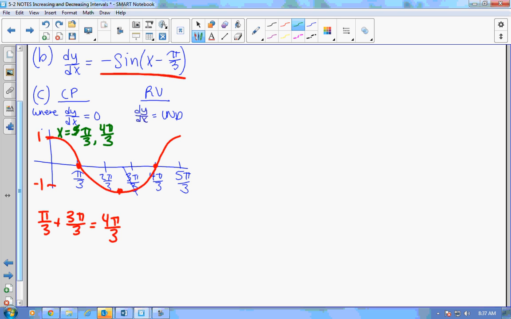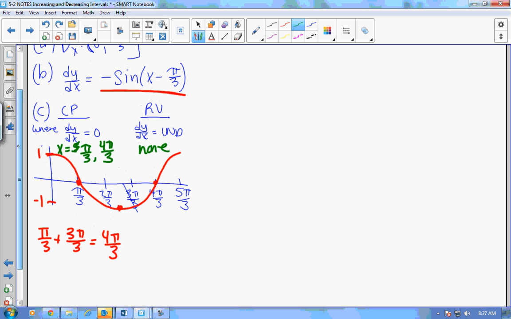Okay, do we have any restricted values? Because we have something undefined on our derivative. Any restricted values? No. It just continues forever. So restricted values are none.